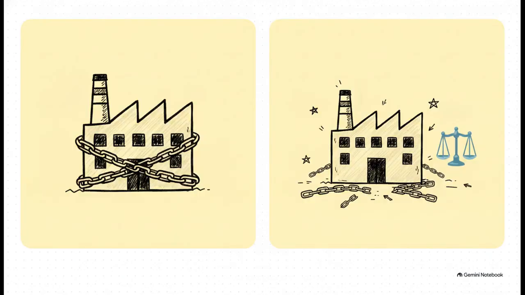You have to look at the dramatic before and after contrast here. It's pretty wild. Under the old Monopolies and Restrictive Trade Practices Act, or the MRTP Act, any firm crossing a specific asset threshold of 100 crore rupees was essentially chained down. They needed explicit government approval for almost any new investment proposal. It was a system that effectively punished companies simply for growing successfully.